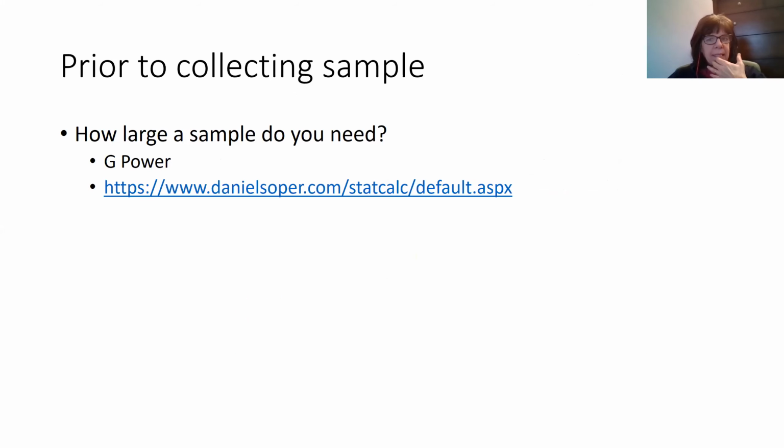Prior to collecting the sample, the researcher probably wants to know how many people they should try to get in, because you want to avoid what's called a type 2 error. You want to avoid the possibility that there may really be a significant difference between the treatment and the non-treatment group, but you don't have enough people or statistical power to detect it. And we want to find that out.